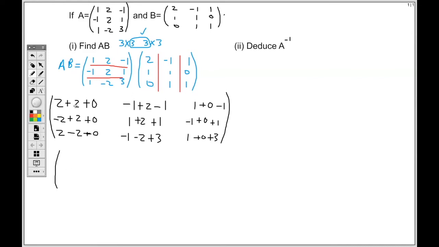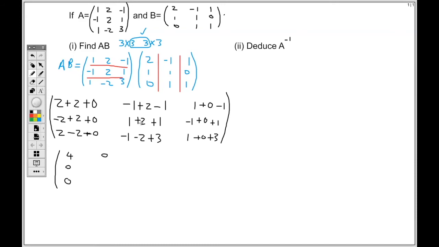So 2 plus 2, that's 4 plus 0. So I'll have a 4 here. Minus 2 plus 2, that's 0 plus 0. Then 2 minus 2, that's 0 plus 0, that's 0. Minus 1 plus 2, that's 1. Minus 1, that's 0.